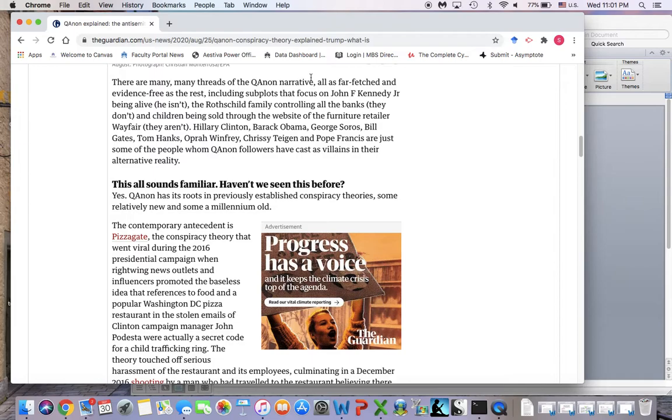There are many, many threads of the QAnon narrative. Some other crazy stuff they believe: that JFK Jr.'s alive. He isn't, we see that in parentheses. The Rothschild family is controlling all the banks. They don't. Children are sold on the website Wayfair. They aren't. And Hillary Clinton, Barack Obama, George Soros, Bill Gates, and even Pope Francis are some of the people that QAnon believes are at the center of this giant evil Satan-worshipping cabal.